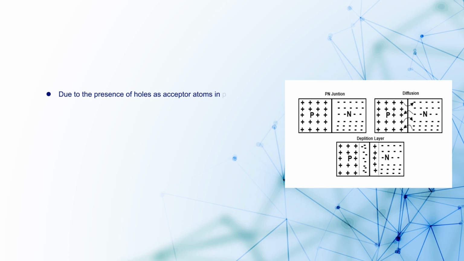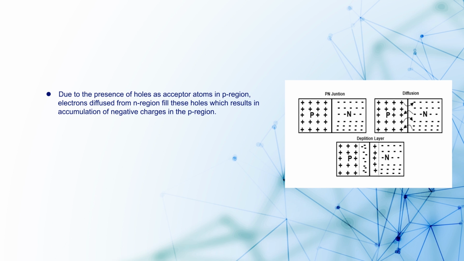Due to the presence of holes as acceptor atoms in the p region, electrons diffused from the n region fill these holes, which results in an accumulation of negative charges in the p region. As we have studied, the free electrons are in search of holes so that they can recombine with them and accumulate at a particular position.